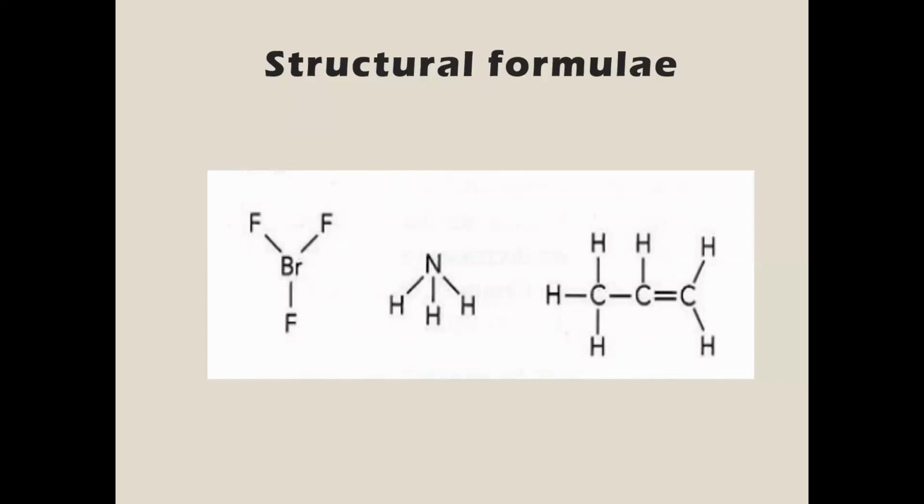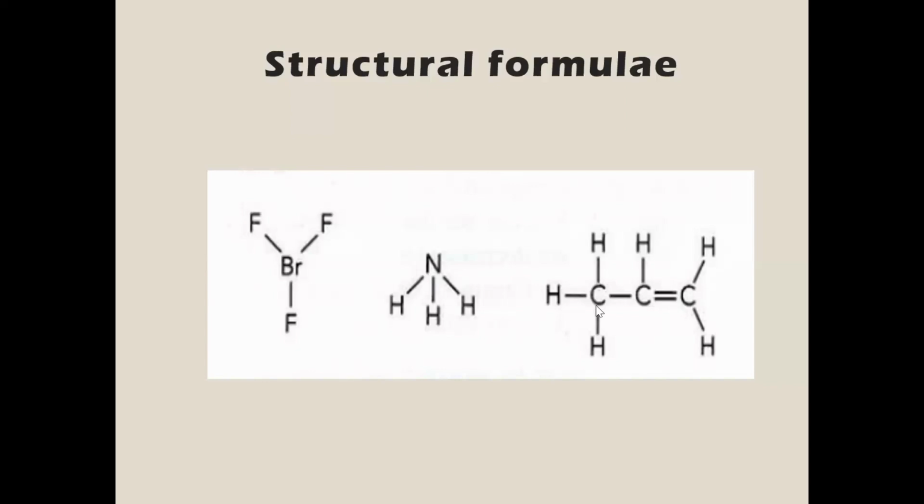Same playlist. Okay, so the structure formula gave us the same information that we get from the molecular formula plus how they bound together, the bonding in that molecule. Like here in that compound, bromine is linked to 3 fluorine atoms with 3 single bonds. Nitrogen is linked to 3 hydrogen with 3 single bonds. Carbon, here we have a double bond, and all the other bonds are single.